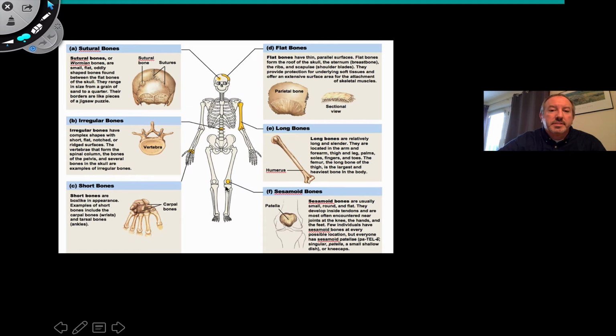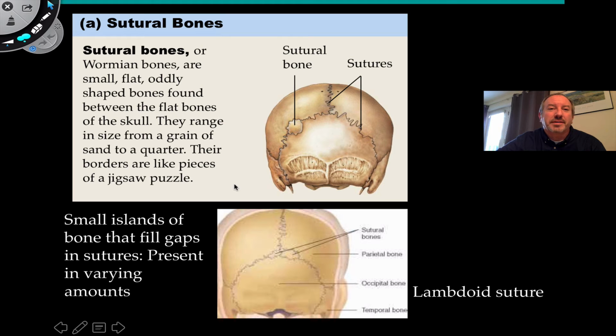And sesamoid bone, an example of that is patella. I'm having a difficult time pronouncing that. So sutural bones, again, just to point out, suture is where bones are articulating in the skull, and so it's an immovable joint. So it's not moving.